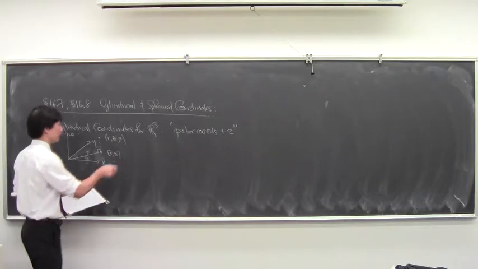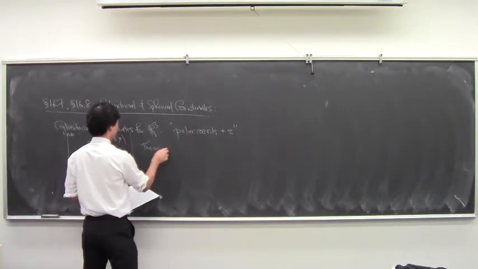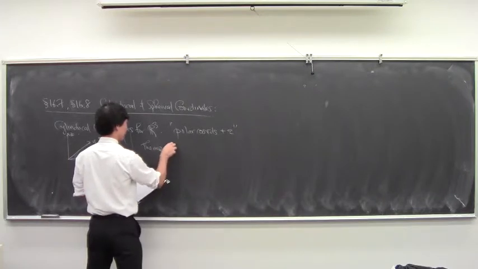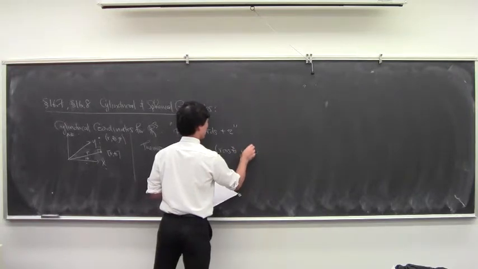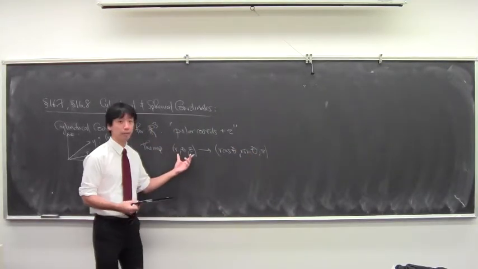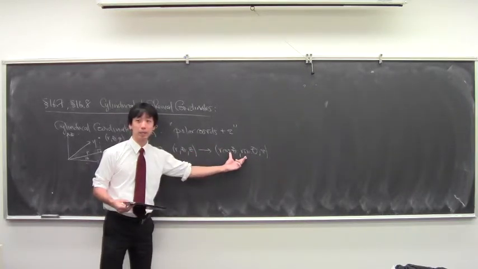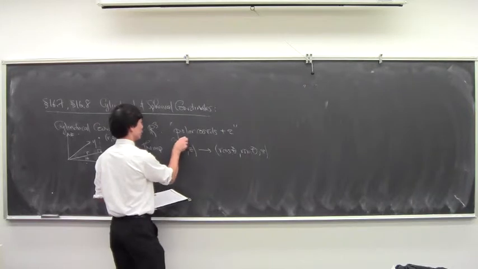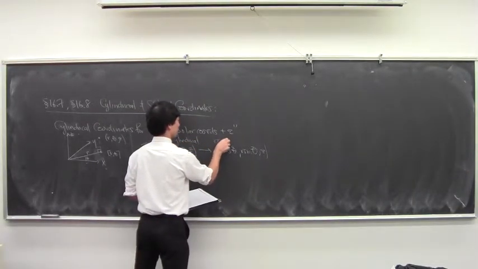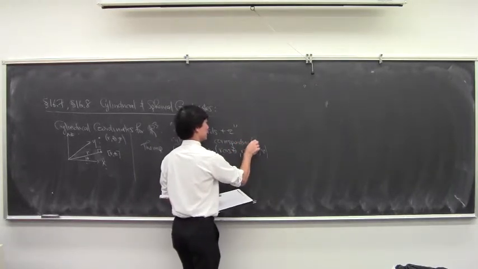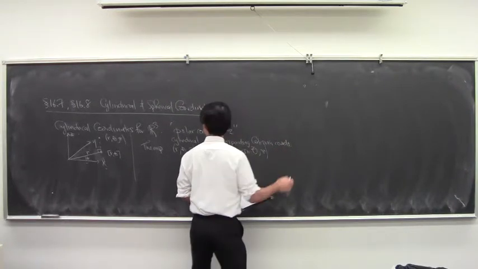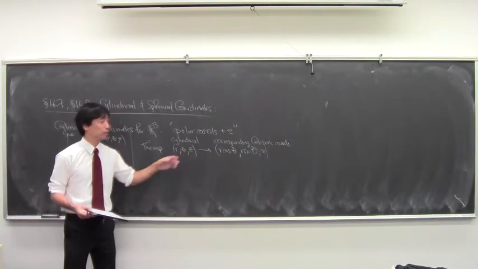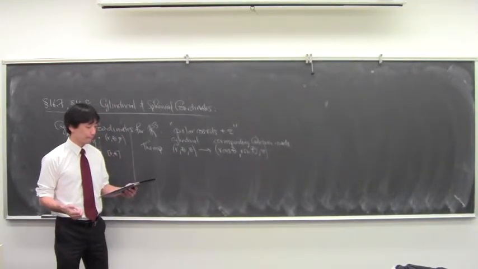Okay. So the map then going from cylindrical coordinates to the corresponding Cartesian coordinates is going to be: r, theta, z turns into r cosine theta, r sine theta, z.